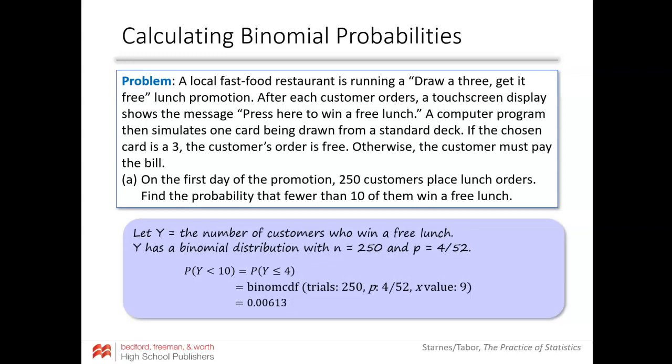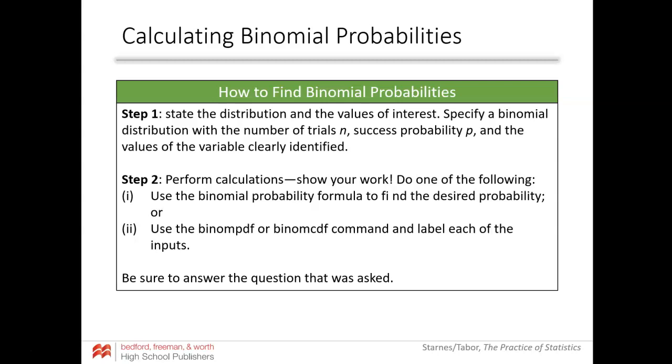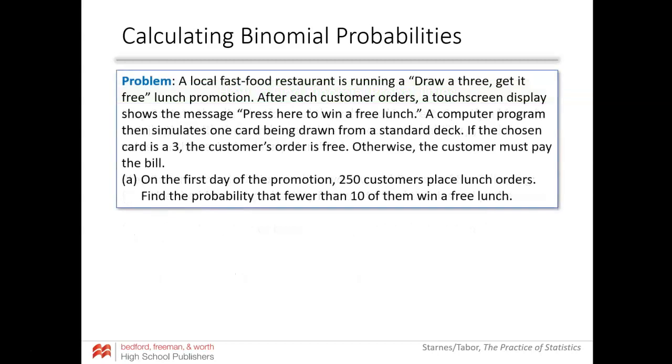Find the probability that fewer than 10 of them win a free lunch. So, we didn't have to go through proving this is binomial, but we could have gone through BINS to make sure that we understand it is a binomial setting. What they're going to say here is we have to first go back to this list. We have to state the distribution and the values of interest, and then specify the n, the p, and the variables.